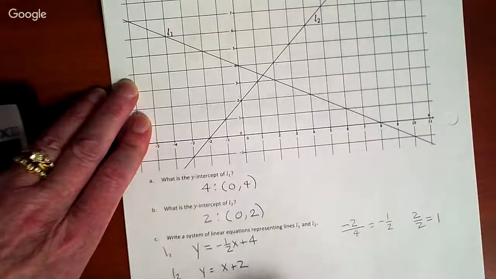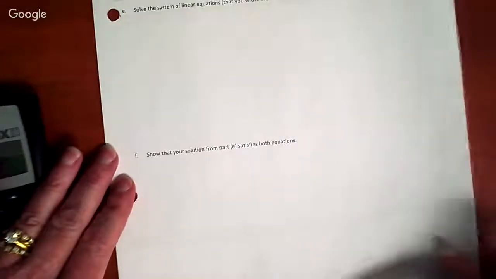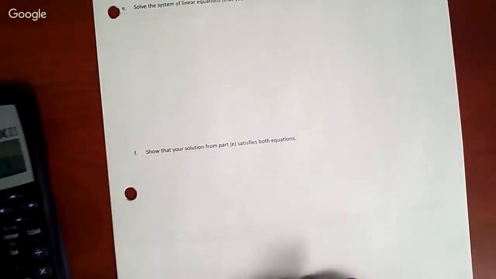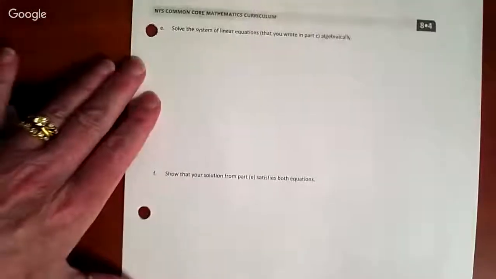Just use the graph to estimate the solution. And I would estimate it at 1 1/3 and 3 1/3. That's what I would estimate it at. Okay. So now it says to solve the system of equations. Let's see, did I do that? I think I did. Okay. All right, so here we go.